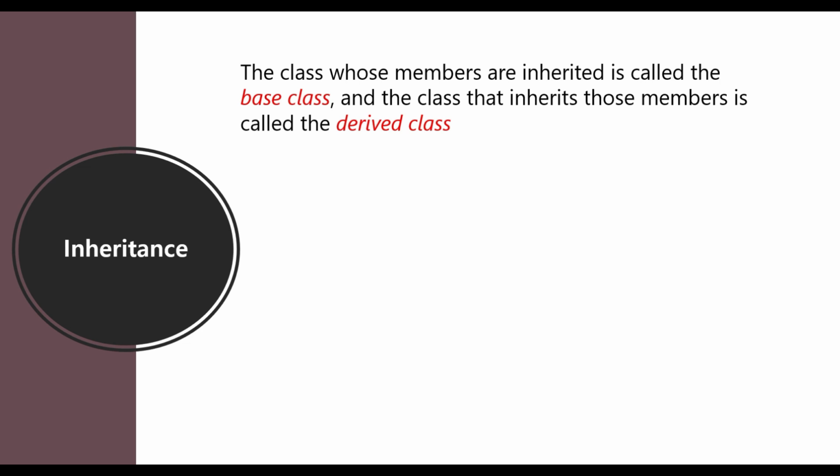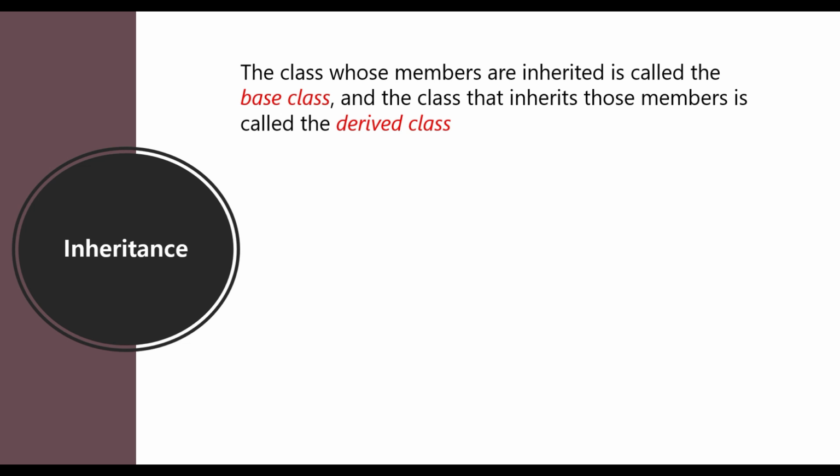Now, for inheritance, we would also like to describe a few principles around it. Normally the class whose members are inherited is called the base class. This is important to note, this keyword is base class. And the class that inherits those members is called the derived class. And from now on we'll often refer to base class and to derived class.